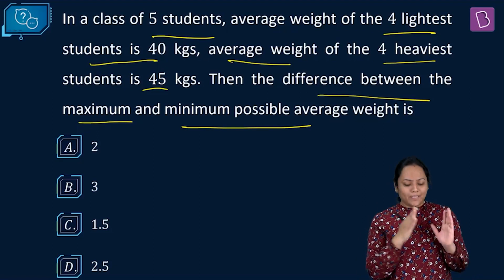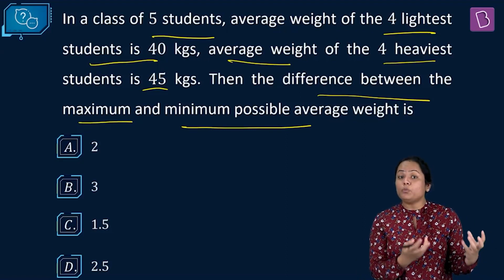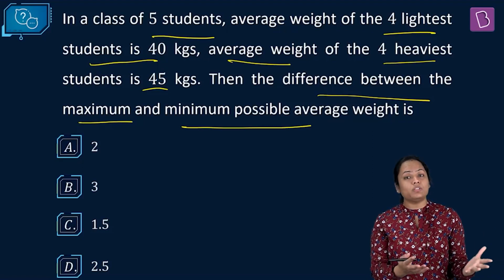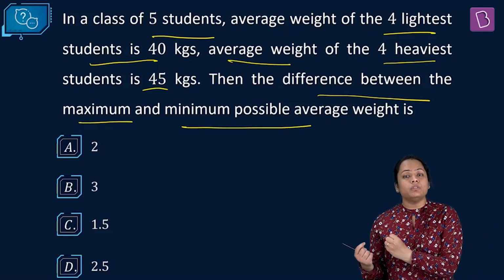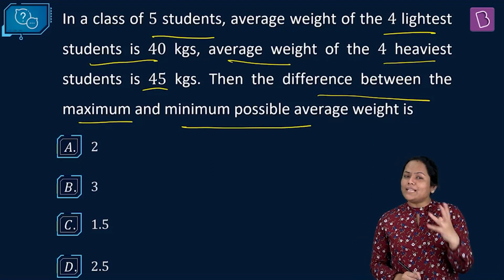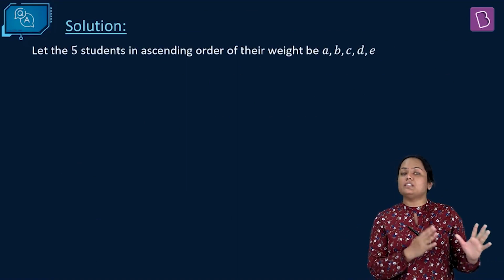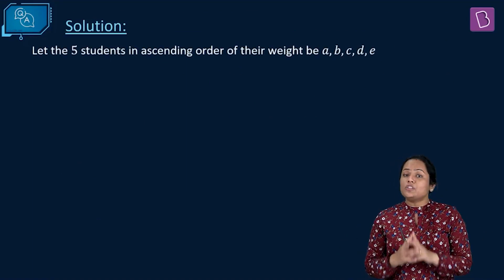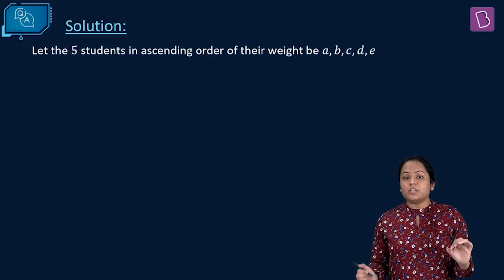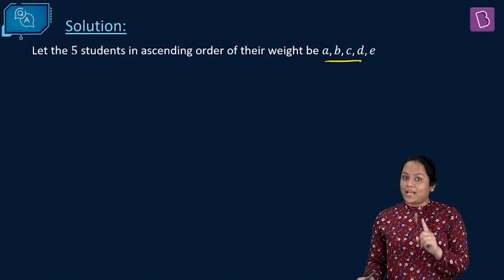Well, if I have to find the minimum and maximum possible average weight, I have to find the minimum possible value of the weights of all those 5 students and the maximum possible value of the weights of all these 5 students, isn't it? So let's assume some things here. I'm taking the students' weights in ascending order, starting from A till E. A is the lightest one, E is the heaviest one. They have given us two pieces of information here. First, the average of the four lightest students, that means A, B, C and D, is given to me as 40, right?